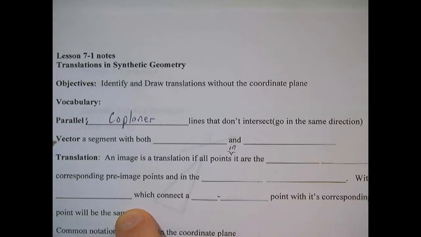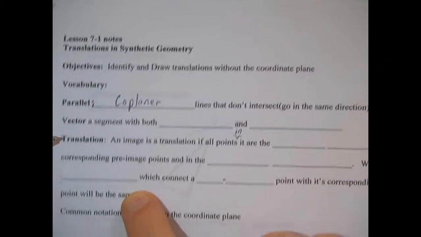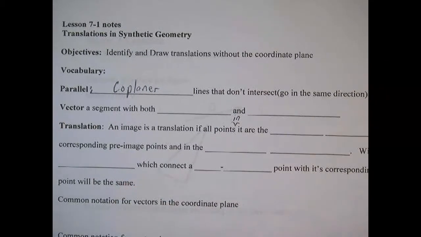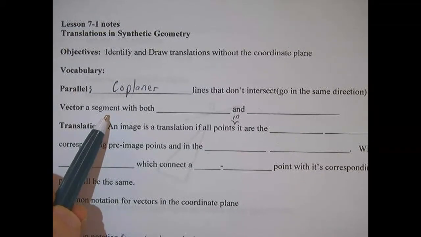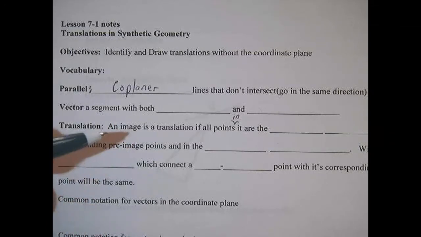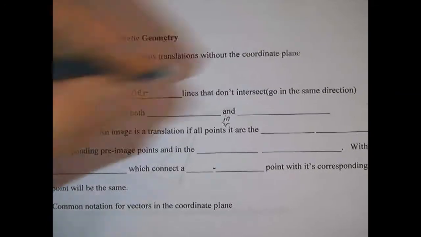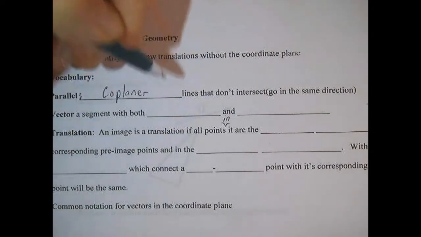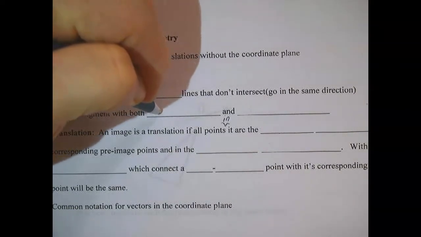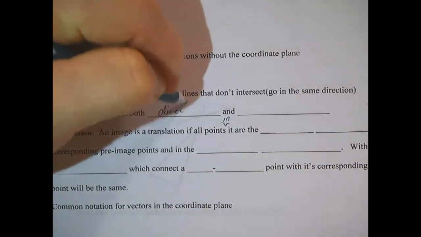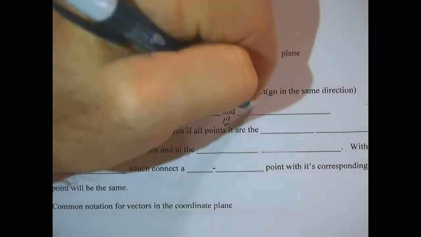Okay, now a new word, vector. You've probably heard of this word, but never quite had a definition for it, and we're going to use it in doing translations. So a vector is a segment. It's not exactly a segment. We have to start somewhere, though. So it's a segment that has both a direction and a length. So I'm going to start off by writing it, and then I'll explain it better. Okay, so a segment with both direction and length.